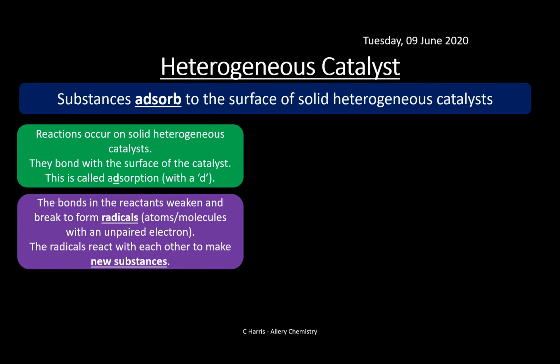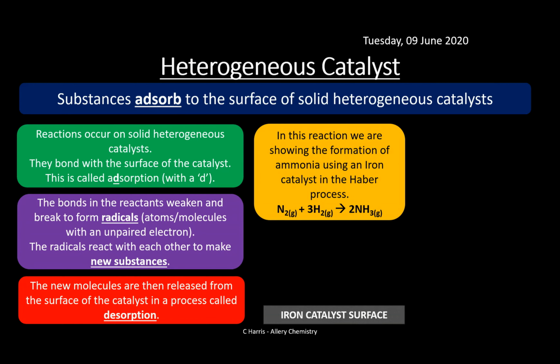Okay, so let's bring back that other example that we mentioned before. So this is the manufacture of ammonia, so in the Haber process. So we're using an iron catalyst in this reaction. So here's our iron catalyst surface here, and we've got adsorption of the substances. So here they are. So there's your adsorption.